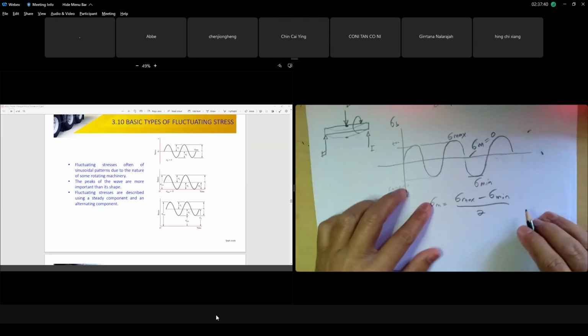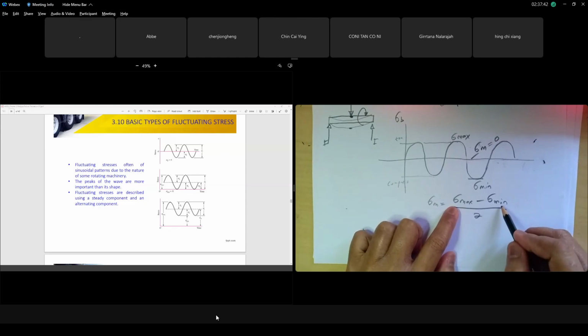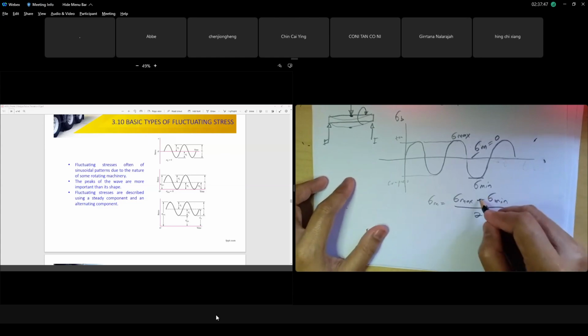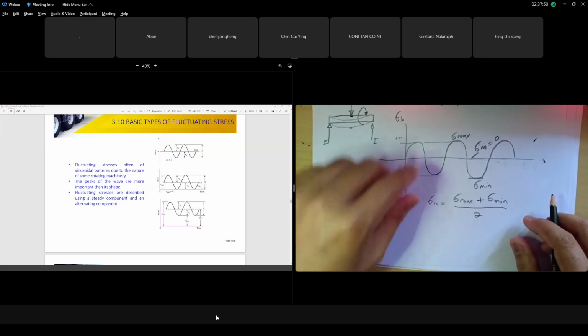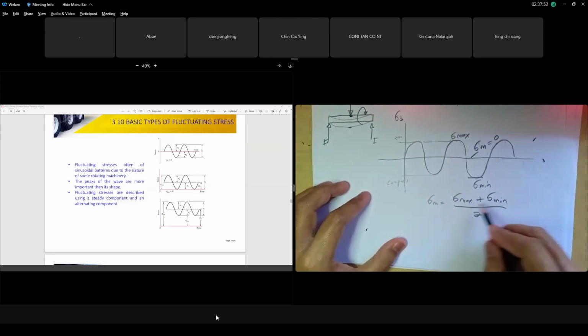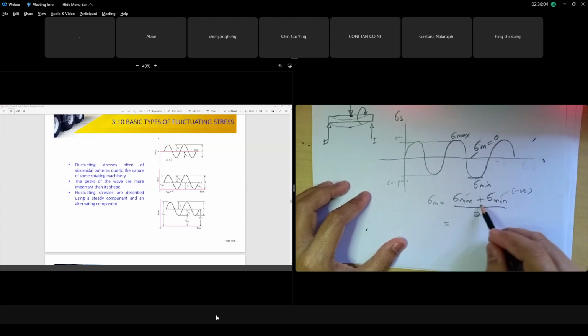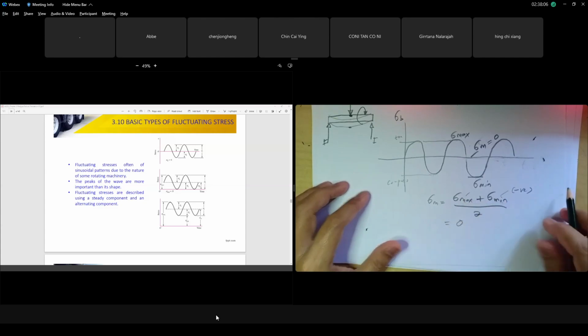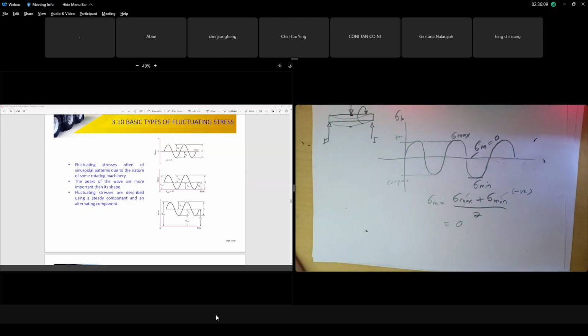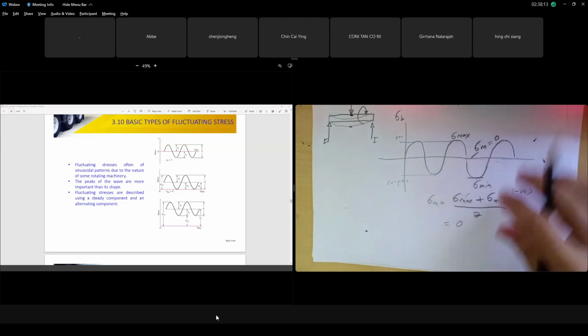Sorry, that was the amplitude. Sigma mean is sigma max plus sigma min over 2, right? Since sigma min has the same value as sigma max but is negative, they cancel, so it becomes zero. That is sigma min.